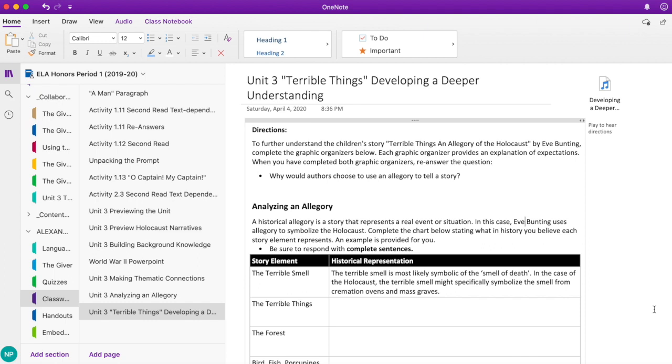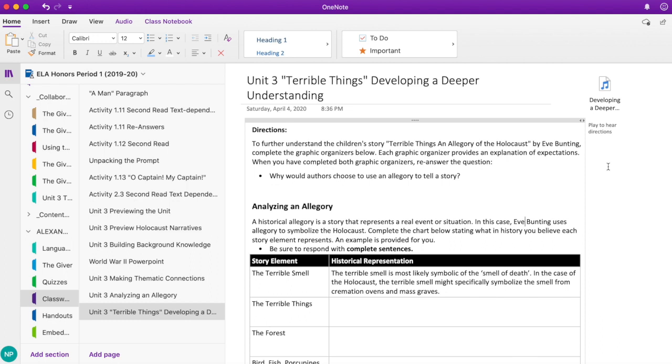So you're going to find your name, and underneath your name, you're going to go to classwork. And then you're looking for Unit 3, Terrible Things, Developing a Deeper Understanding. You have audio directions here, and the written directions are on the page. So if we begin at the top of the page, there are the directions.